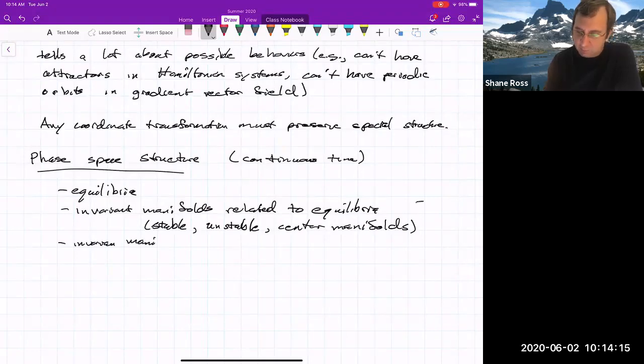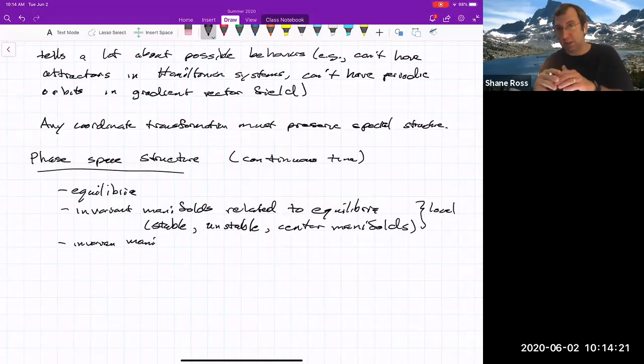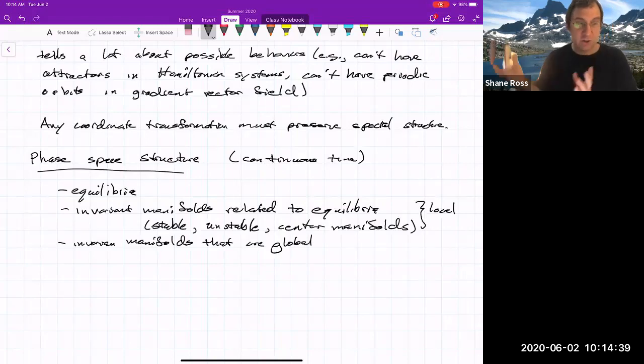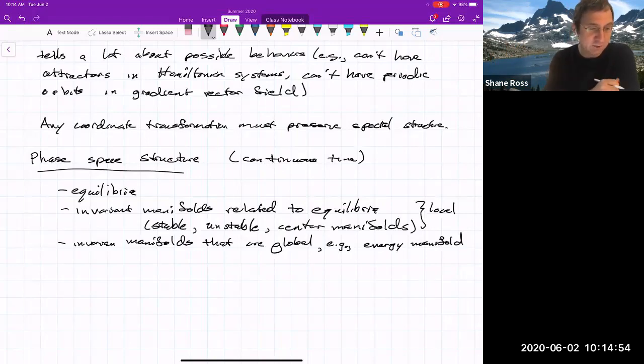This first type, they're locally defined near an equilibrium point. You could globalize them, and they might have structure over a large part of phase space, but they're initially defined in terms of the neighborhood of an equilibrium point. So they're local. You can have invariant manifolds that are global, just larger, not necessarily associated to the neighborhood of an equilibrium point. For example, the energy manifold in a Hamiltonian system or other systems related to mechanics that preserve energy, or a quasi-periodic torus.